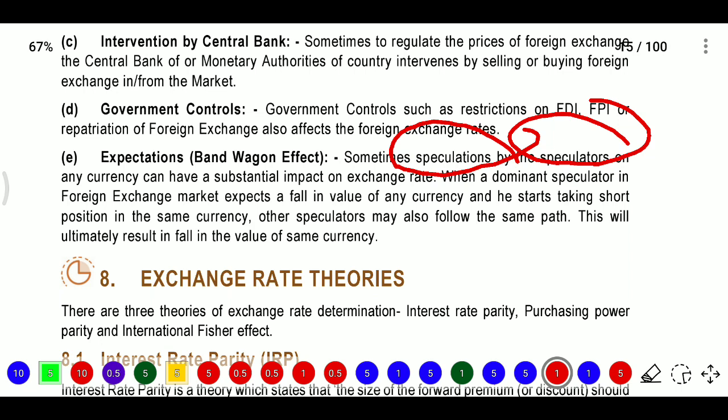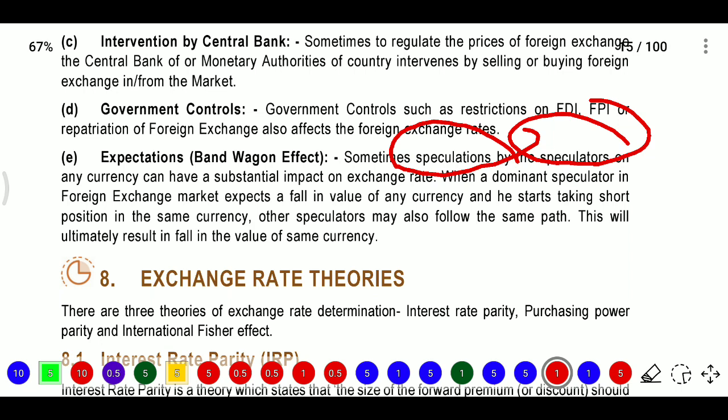Then intervention of the central bank. Sometimes to regulate foreign exchange, the central bank will intervene in between and change the rates. And government control, where sometimes the government determines the foreign exchange rate for the purpose of control. And expectations, the bandwagon effect, where some speculators have a substantial impact on exchange. If a speculator thinks rates will go down but the rate is going up, he will go with the short position. So this also changes exchange rate determination.